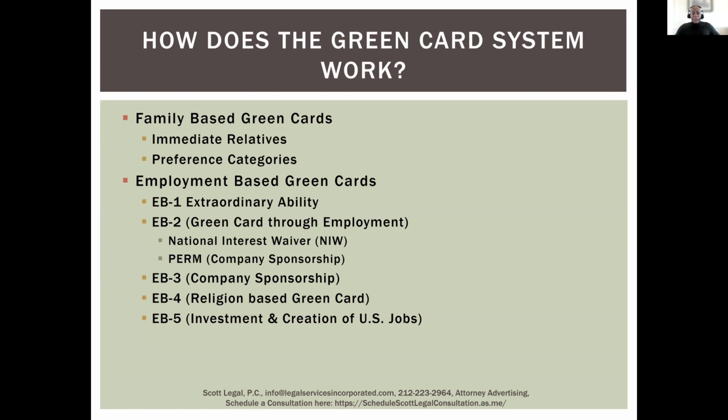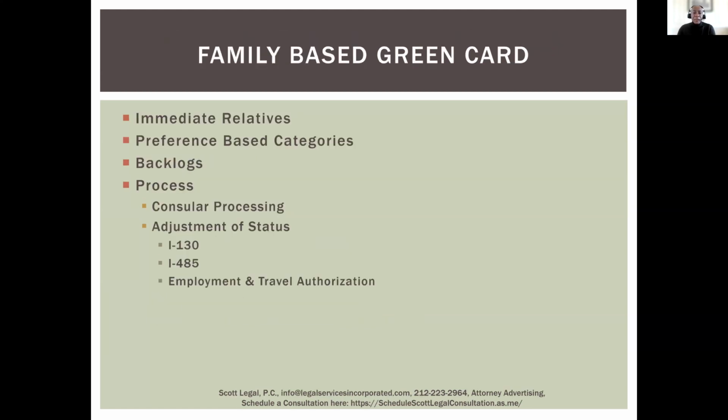Generally speaking, the categories are broken up into family-based green cards and employment-based green cards, and we will spend time going through each of those. So first, let's start with family-based green cards, which are broken up into two categories: one being the immediate relative category and the other being the preference-based category.